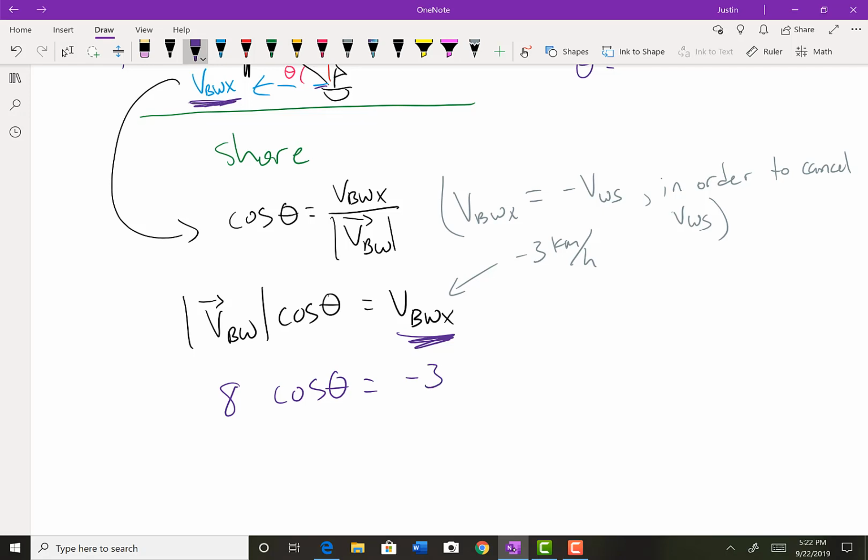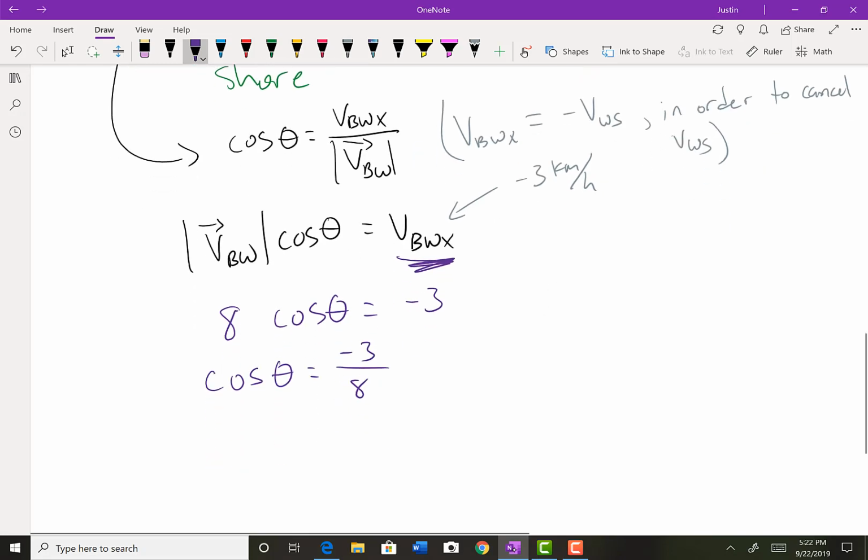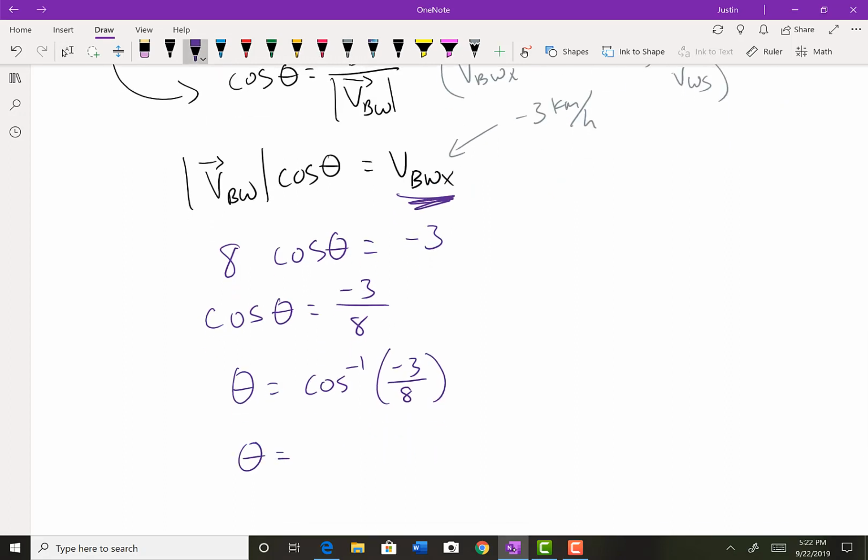And now I can solve for my angle. So it's going to be cosine of theta equals -3/8. I'm going to take the inverse cosine on both sides. It's going to give me the inverse cosine of -3/8. And so that gives me that the angle I need to move at is the inverse cosine of -3 divided by 8. Oop. Got an imaginary number. That's not good. There we go. 112 degrees. So I get 112 degrees right there.